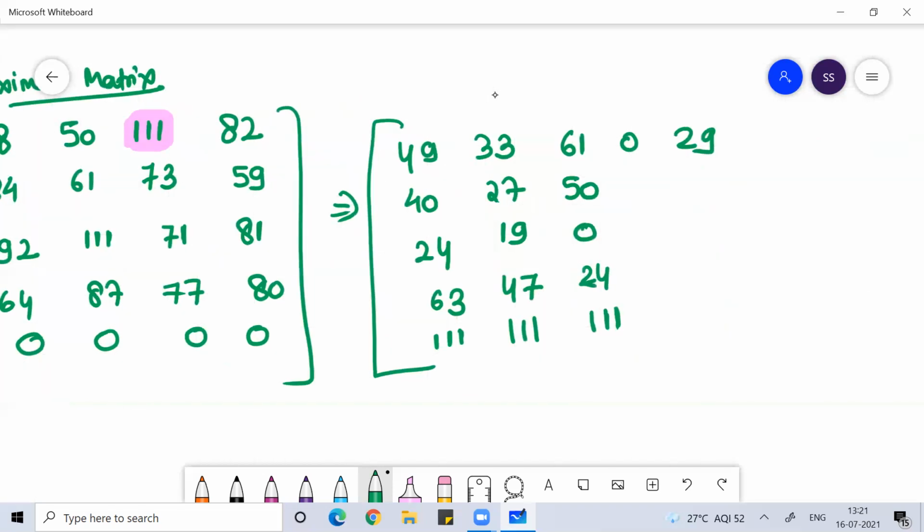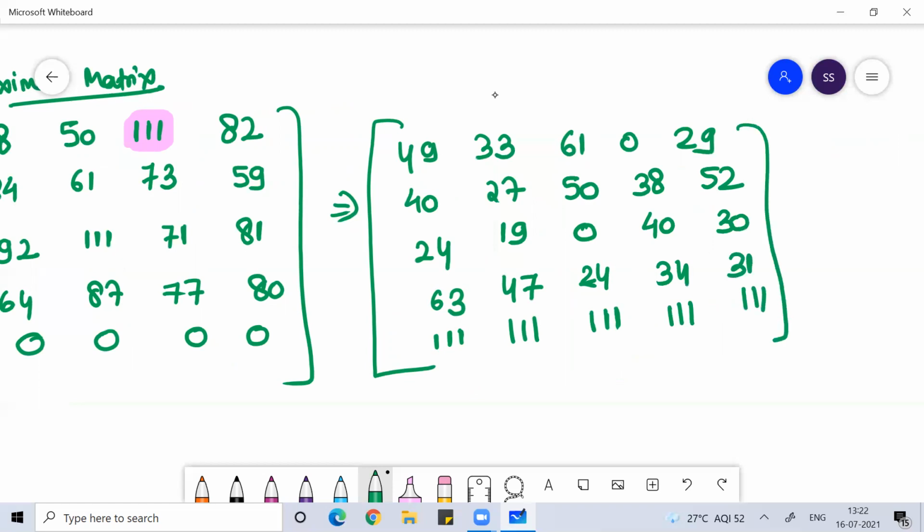Then you can write 0. Then 38. Then 40. Then 34. Then 111, 29, 52, then 30, then 31, then 111. So you have got it, right? Now once you get this, you have converted the maximum matrix into a minimum matrix.